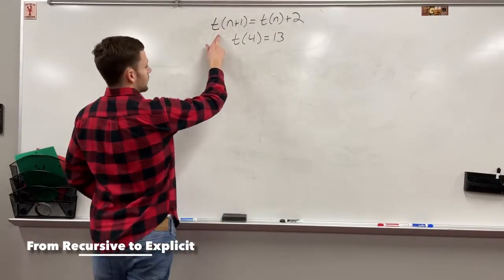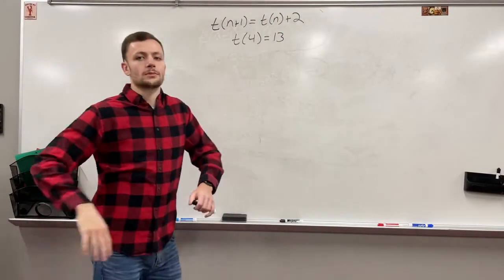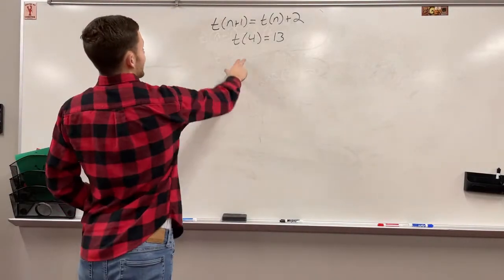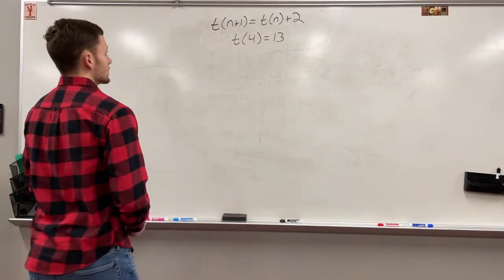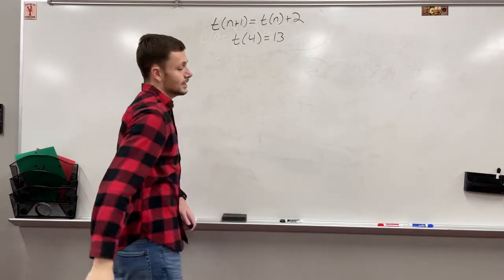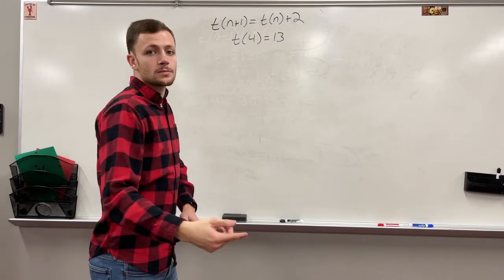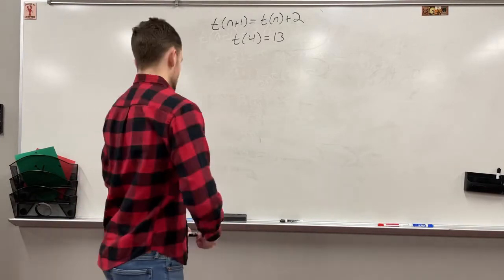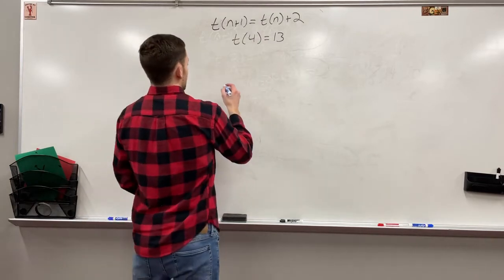So I'm given a recursive equation and I'm given one of the terms, but I want to write what the explicit equation would be. So if I want to write the explicit equation for this sequence, then I'm going to go ahead and take the fact that I know that t of 4 equals 13, and I'm going to find the next couple terms to make sure that I know my common difference, and then work my way back to find t of 0.